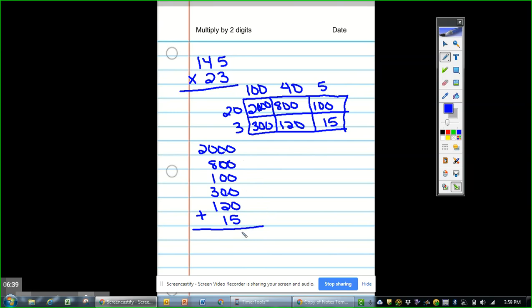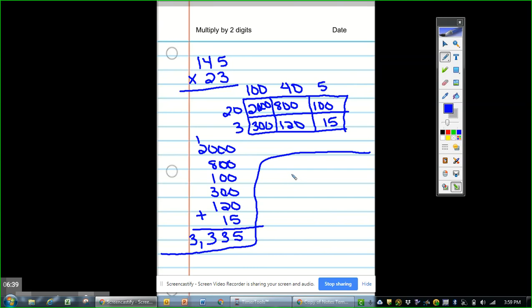Adding my first column, I have 5. 3 in my next column. 8, 9, 10, 11, 12, 13. And carry my 1. 2 plus 1 is 3. So the answer to this problem is 3,335. A lot of awesome math there.